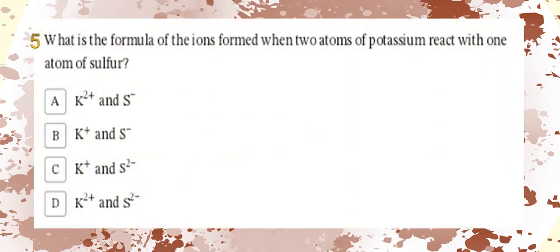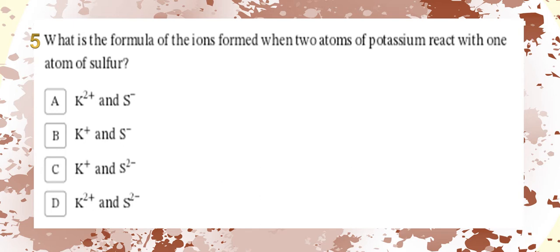Okay, question number 5 says, what is the formula of the ions formed when 2 atoms of potassium react with 1 atom of sulfur? Okay, here we have 1 sulfur and 2 potassium. So potassium is what? It is monovalent, but we have sulfur divalent.